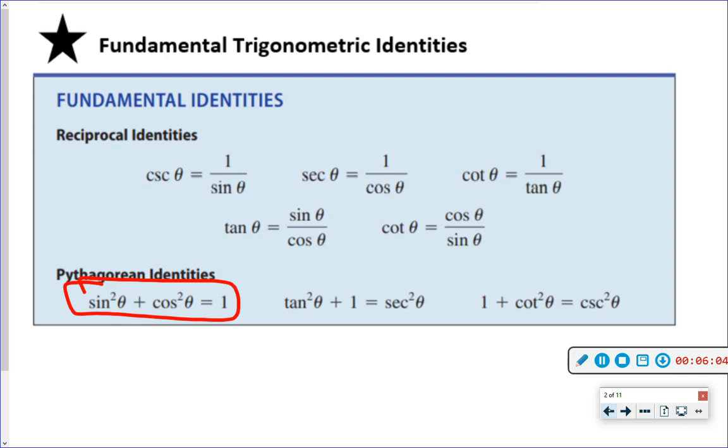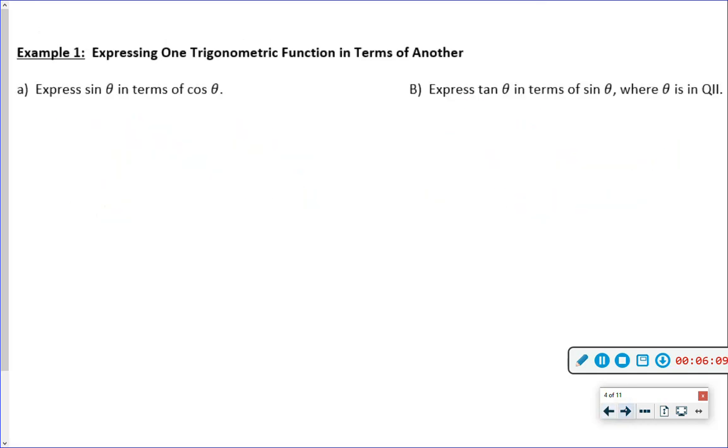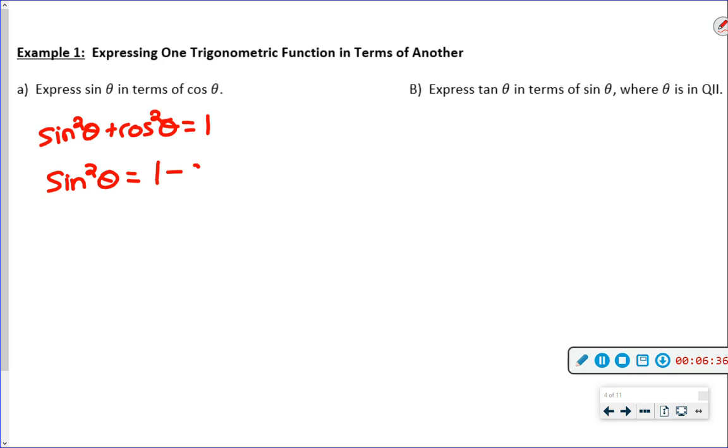So I'm looking at this equation, sine squared plus cos squared equals 1. I'm going to see what I can do with that. Let me just jot that down first. Sine squared plus cos squared equals 1. It says express sine in terms of cosine. Oh, I just need to solve this equation for sine. I just need to get the sine by itself. Okay, I can do that. I'm going to subtract cosine squared off. Now, I don't care if you put negative cos squared plus 1 or 1 minus cos squared, whatever.